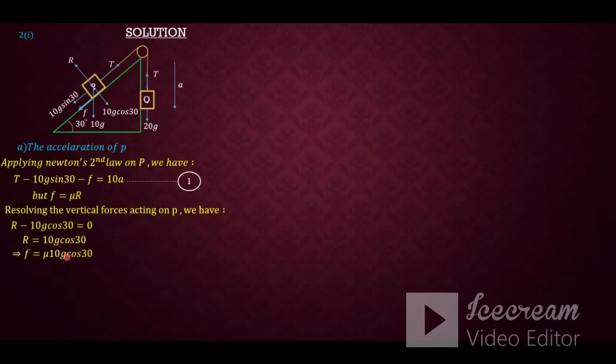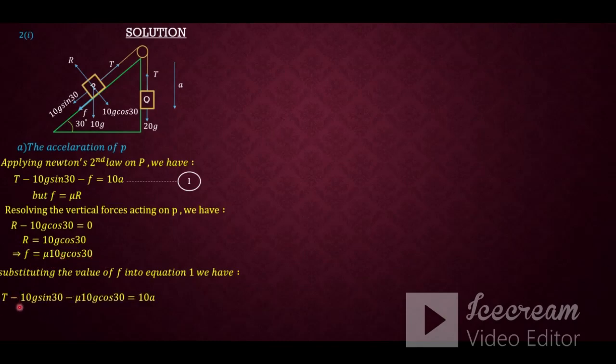From which we can replace the value of R here. That is, the frictional force is going to be mu times 10g cos 30 degrees. Now substituting the value of F into equation 1. That is what was lacking. That's the reason why we first obtained the value of the frictional force, and once we have it, we can replace it into our equation 1. So substituting F, which is mu 10g cos theta, into equation 1, we have T minus 10g sin 30 minus mu times 10 times g times cos 30 degrees equal to 10 times A.